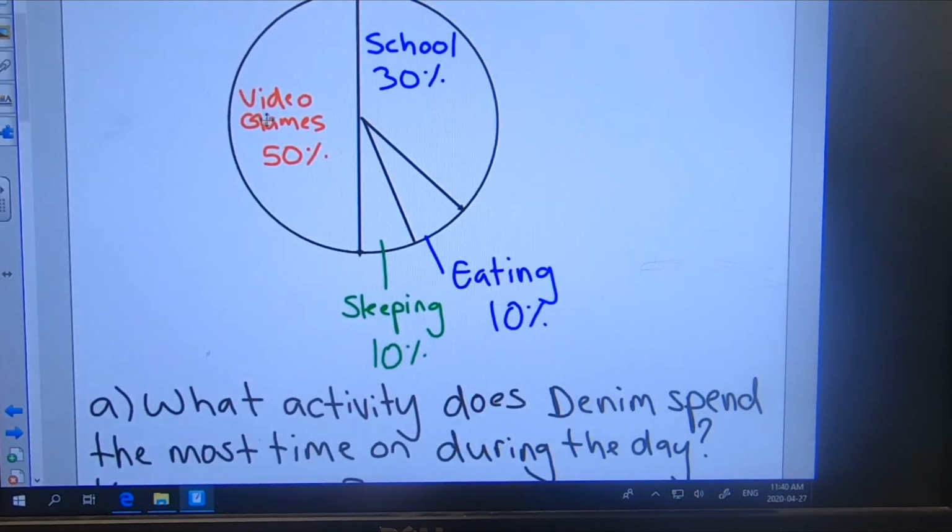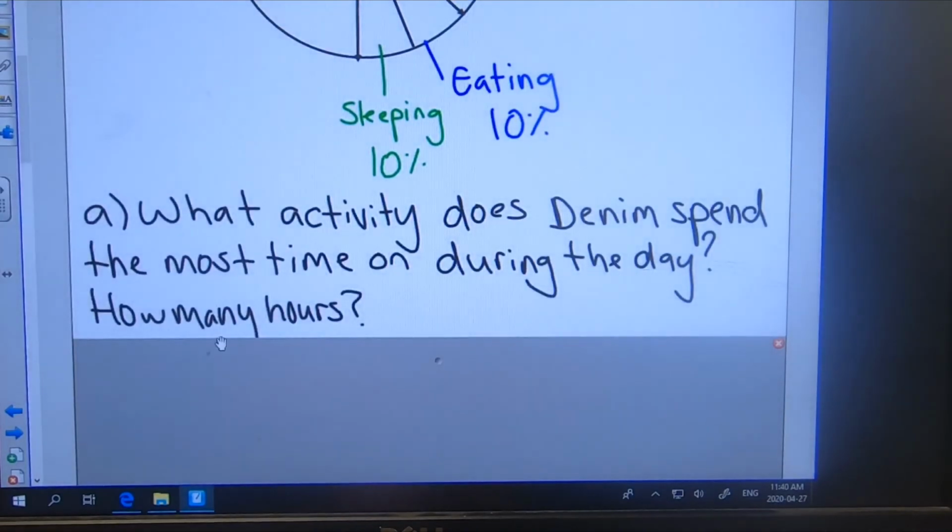So the first part here should be, what activity does he spend the most time on? Well, you would simply write down video games. There's nothing else to do. There's no work to show. It asks you a very simple question, and you can see it without actually having to do any work. Now, how many hours, though? That might require some work.